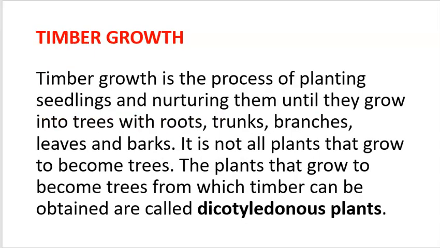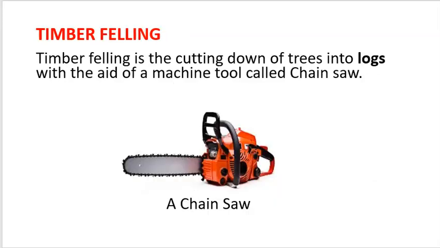Number 1, timber growth. Timber growth is the process of planting seedlings and nurturing them until they grow into trees with roots, trunks, branches, leaves, and barks. It is not all plants that grow to become trees. The plants that grow to become trees from which timber can be obtained are called cotyledonous plants.